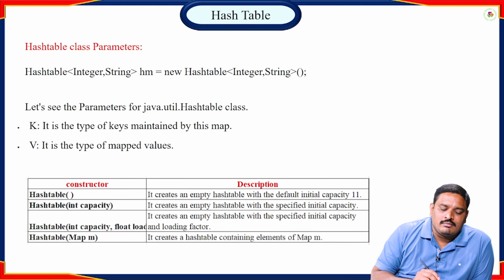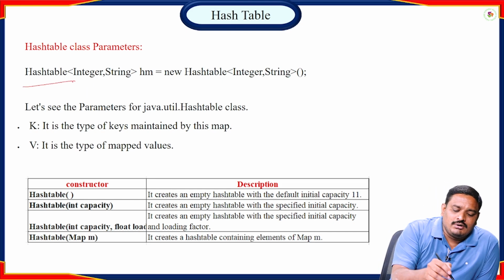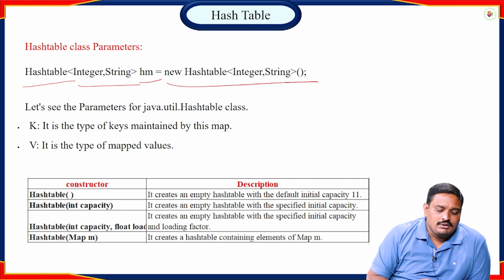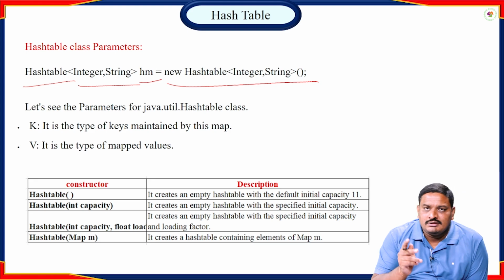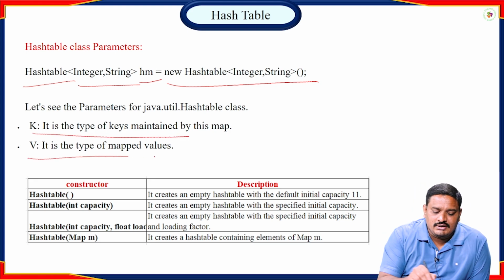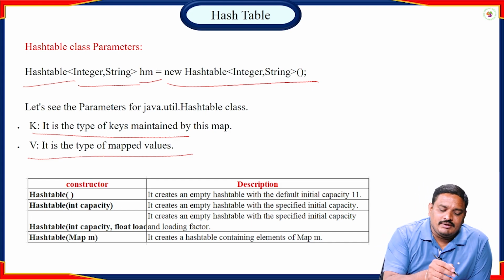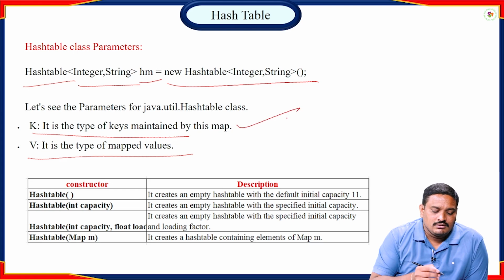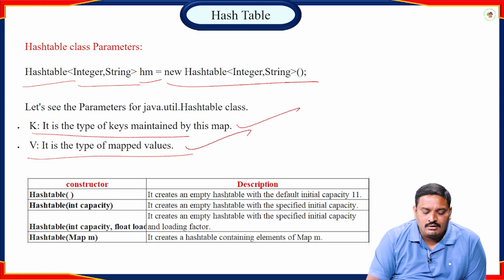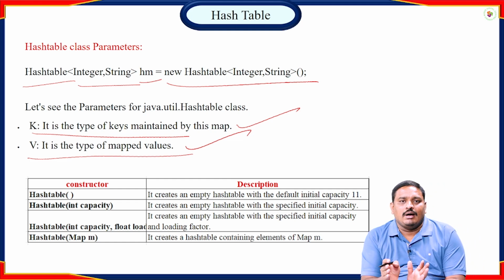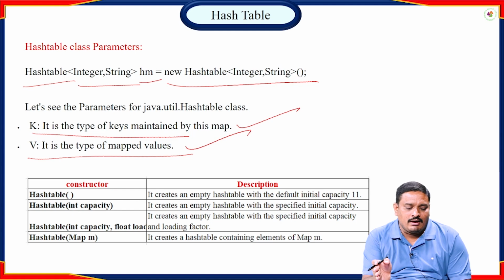What is the syntax of the hash table? Hashtable with the angular brackets is which type of hash table? HM is the name of the hash table, new Hashtable. In the hash table there are two important things: the first one is the key, the second one is the value. What is the meaning of K? K is the type of the keys maintained by the hash map. V is the type of the mapped values. These are the two parameters in that hash table.